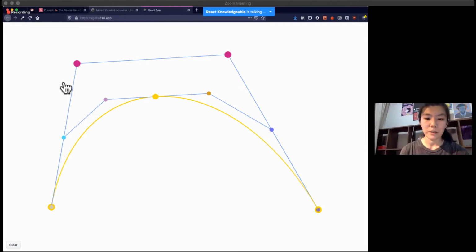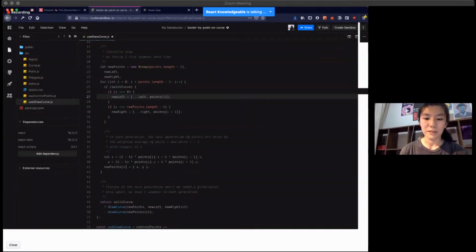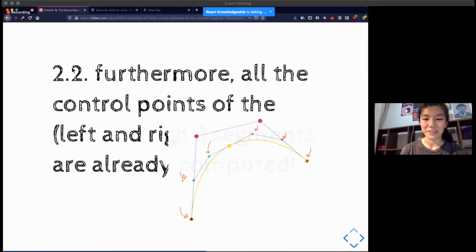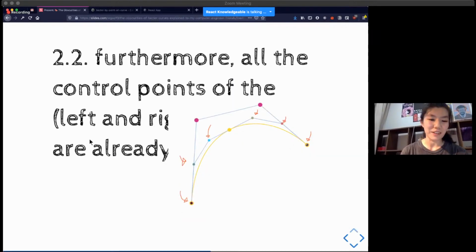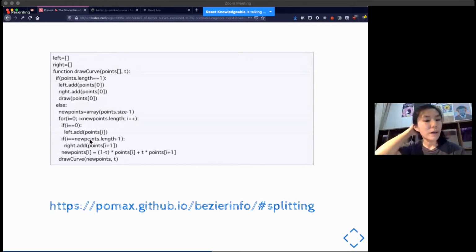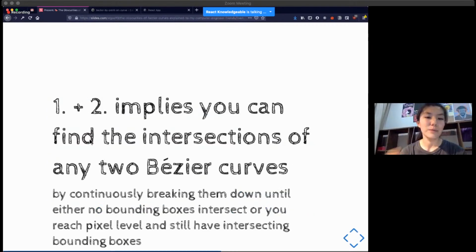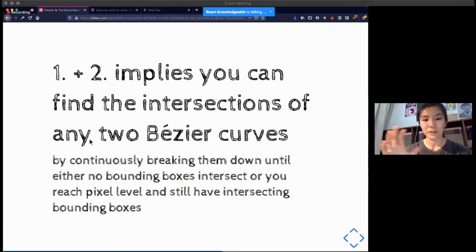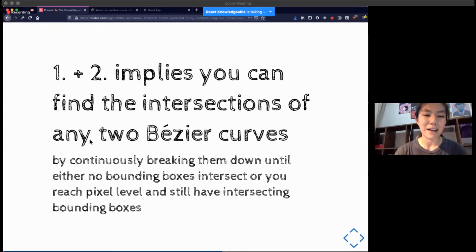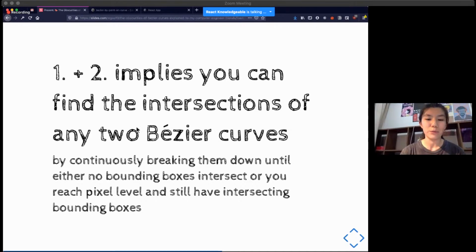Yeah. So, I actually had the diagram showing where the control points are. Anyway, this is the pseudocode that I already showed you the code. So 1 and 2 together: 1 was the bounding box, and 2 means you can break the curve down and still get Bézier curves. What 1 and 2 together implies is that you can find the intersections of any two Bézier curves. What you do is you can continuously break them down into smaller Bézier curves. Once you get smaller Bézier curves, your bounding boxes will get more refined also.